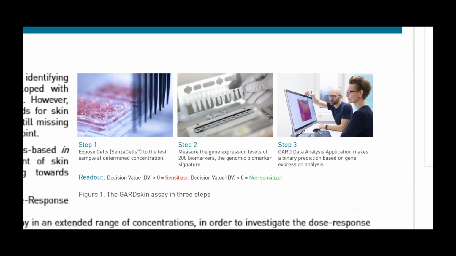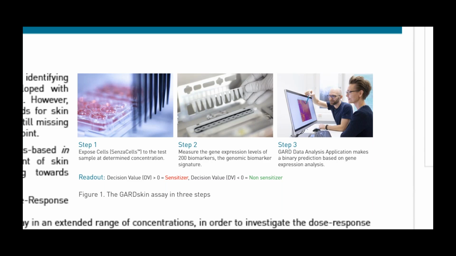The GARD skin assay brings novel elements to the field of regulatory toxicology by evaluating the gene expression changes across a biomarker signature of 200 genes involved in pathways associated with skin sensitization. Following the exposure of the cells to a test substance and the measurement of the gene-based biomarker signature, a machine learning algorithm is applied in order to assign a decision value to each of the test items. A positive decision value is classified as a sensitizer and a negative value is classified as a non-sensitizer. This assay has proven to be very accurate and is now currently under review by the ECVAM for inclusion into OECD test guidelines.